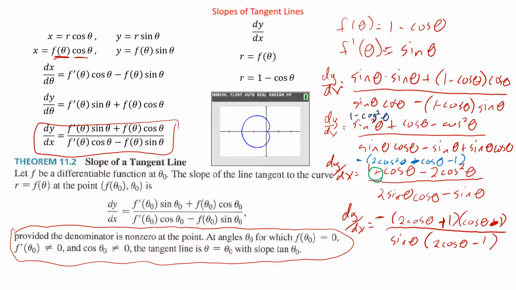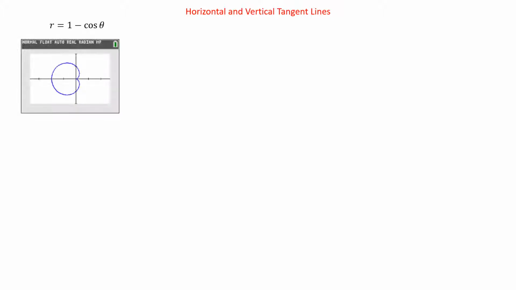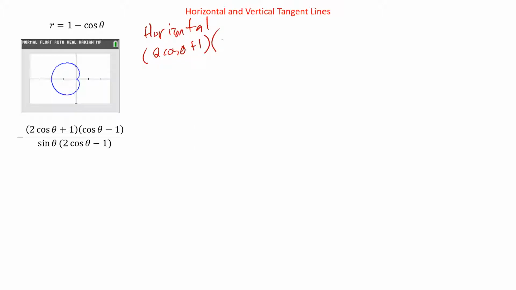So let's get a clean sheet here. So when is it horizontal and vertical? So we have our equation, the graph, that's the derivative we just came up with. When would it be horizontal? When would it be vertical? It's going to be horizontal when the slope equals 0. That's when the numerator equals 0. So for horizontal, we need this numerator, 2 cosine theta plus 1 times cosine theta minus 1 to equal 0, which means either 2 cosine theta plus 1 equals 0 or cosine theta minus 1 equals 0.